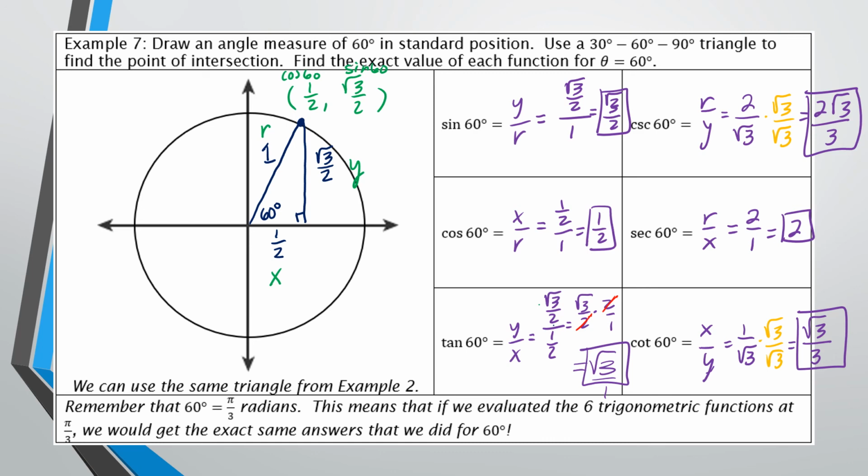The last thing I want to mention is down here where it talks about 60 degrees being the same as pi over 3 radians. So you're expected to know that 60 degrees and pi over 3 radians are the same angle. So we could ask you to find the cosine of 60, or we could ask you to find the cosine of pi over 3, and you need to know that those two things are the same.